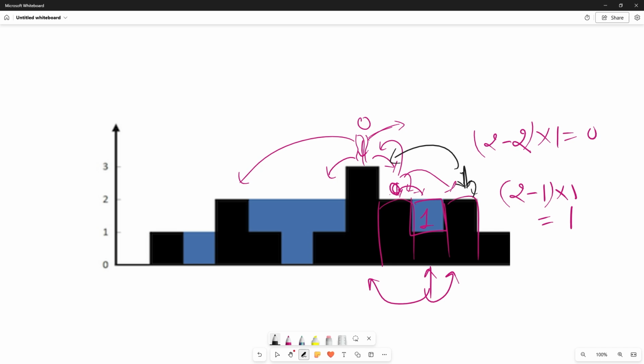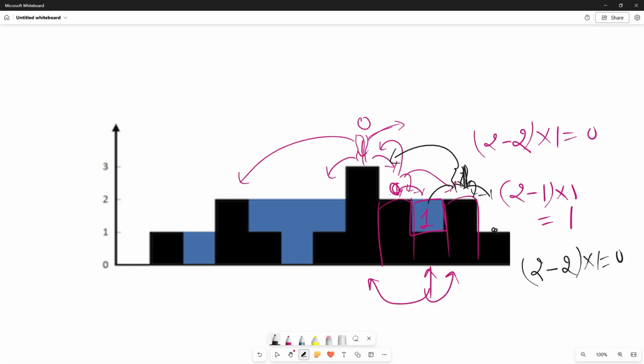Now there will be no water collected at this position, because any water that comes here will either flow toward the left or toward the right. So the water collected here is 0. Mathematically, we can see that the minimum height bar, that is itself, minus the height of the bar we are standing at, multiplied by the width, will be 0.